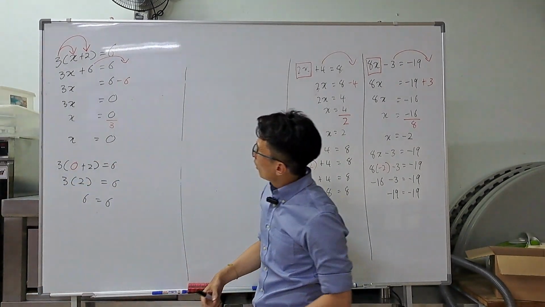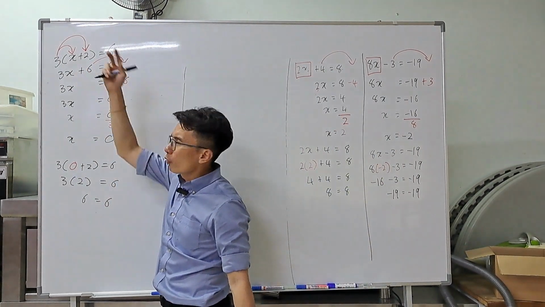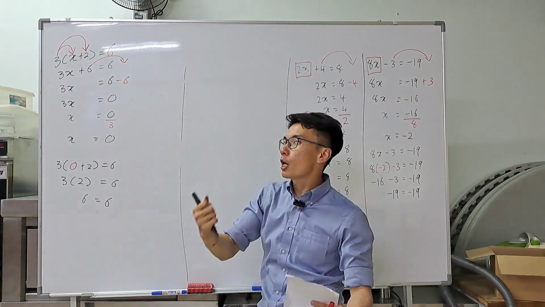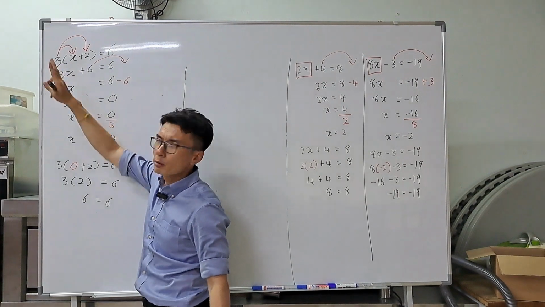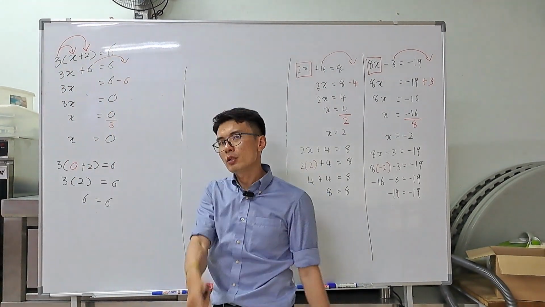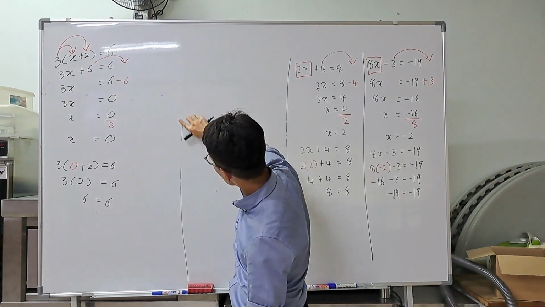Now, what is another way of doing this? Is it necessary for you to expand first? Yes, you can do that. But some of you might be sharp, you might see this and say, hey, you said that this is multiplication. Can I move the 3 to the other side first? You can. All right, let's take a look over here. Let's use this one.